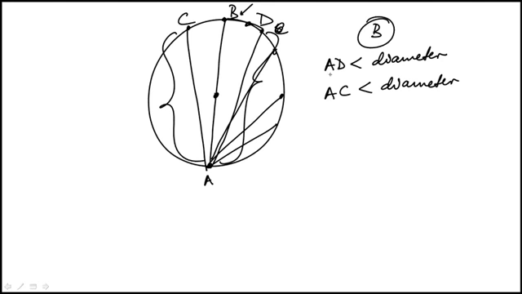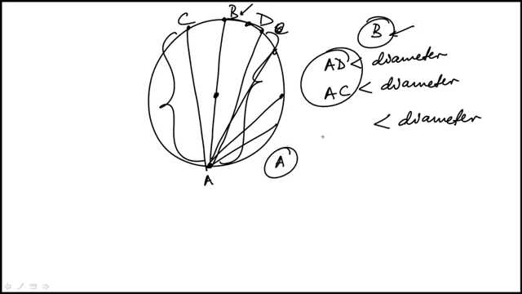So their average length, meaning the sum divided by 2, is going to be less than the diameter. So quantity B, which needs to be compared to quantity A, is always going to be less than quantity A, because A is just the diameter, where the average of these 2 lengths would be less than the diameter. So the correct answer is A.